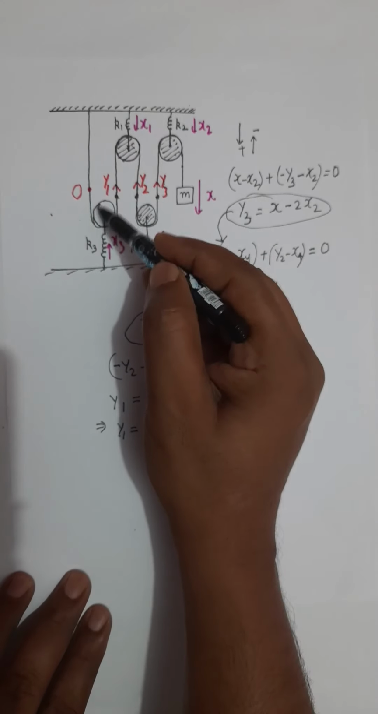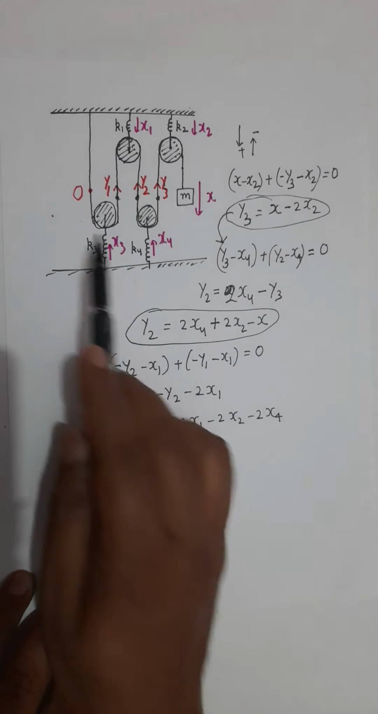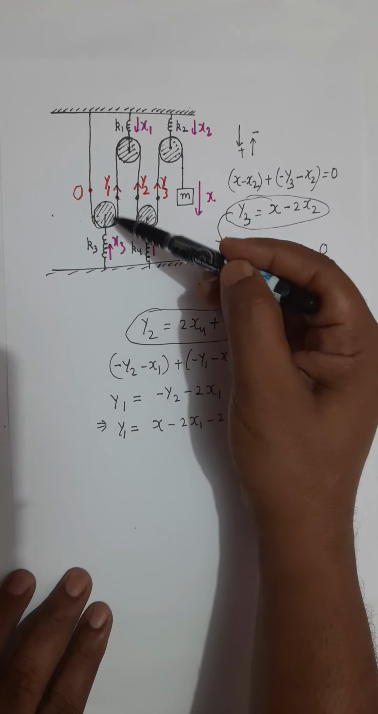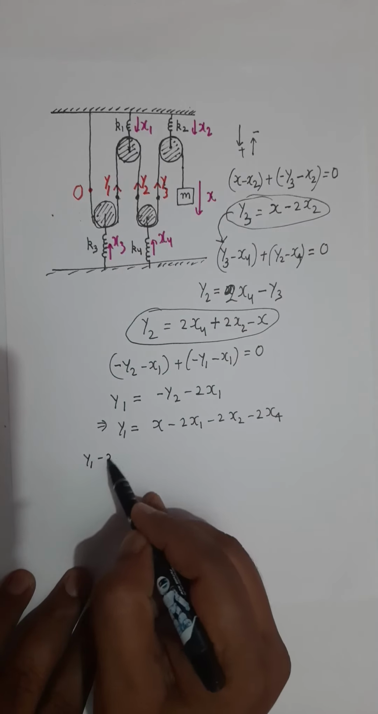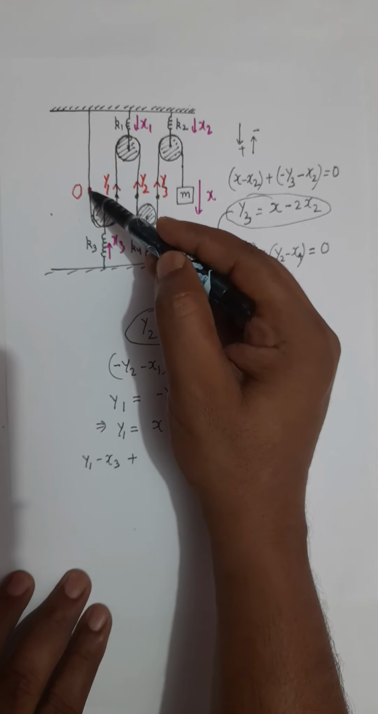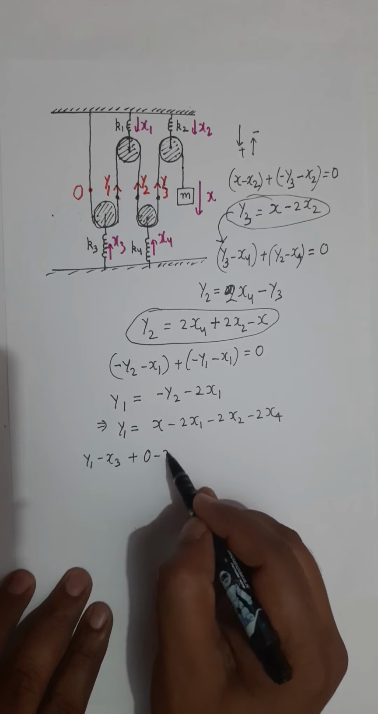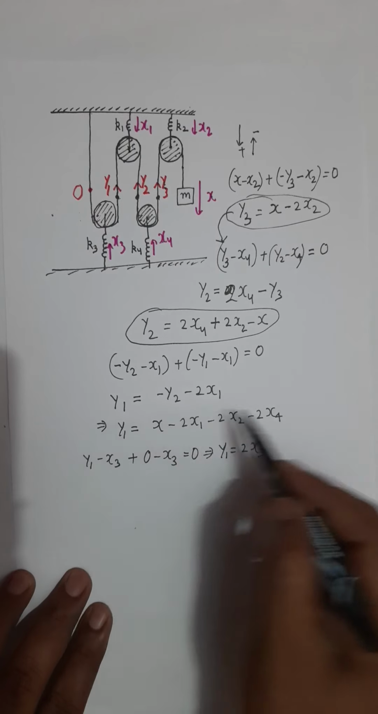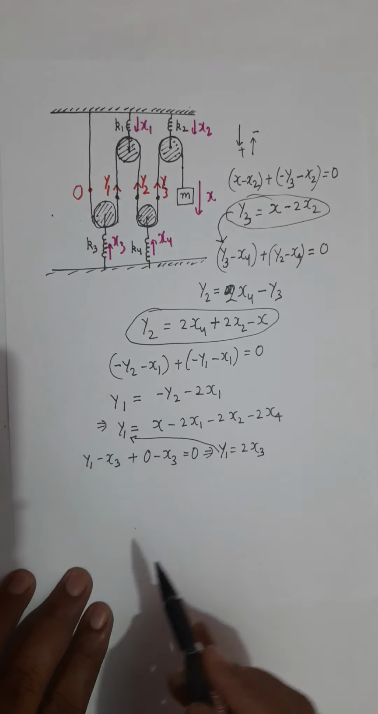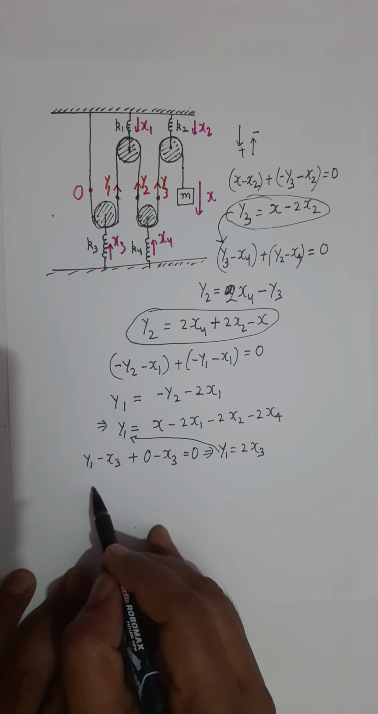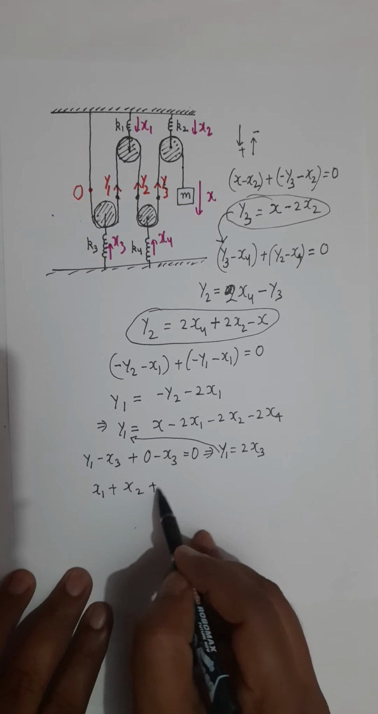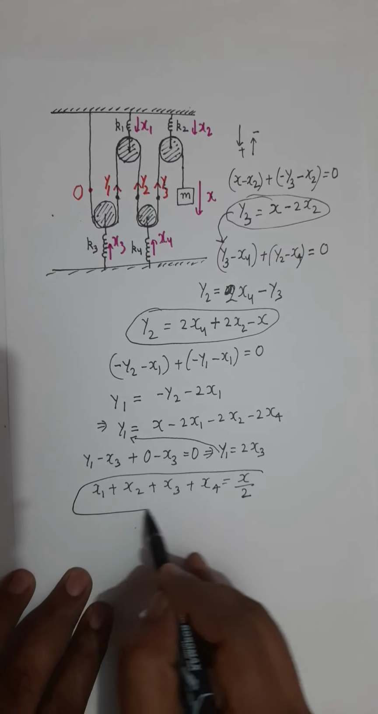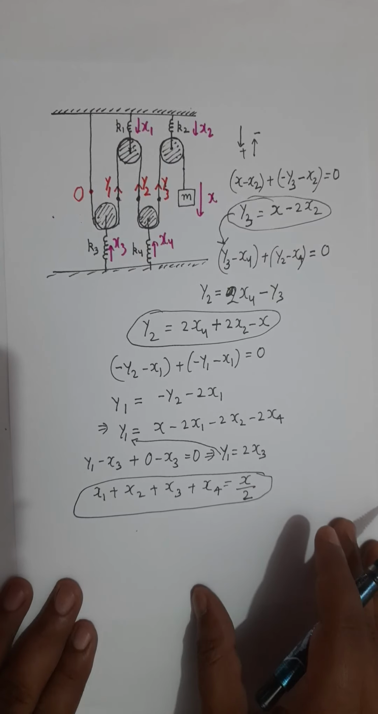Then I will use the fourth pulley here. For this fourth pulley, the relative on the right hand side will be y1 minus x3 plus, on the left side it is 0 minus x3 equals to 0. So you get y1 equals to 2x3 now. So you will substitute this y1 in above expression, and when you do, you get x1 plus x2 plus x3 plus x4 equals to x over 2. So this is the constraint equation for this complicated question.